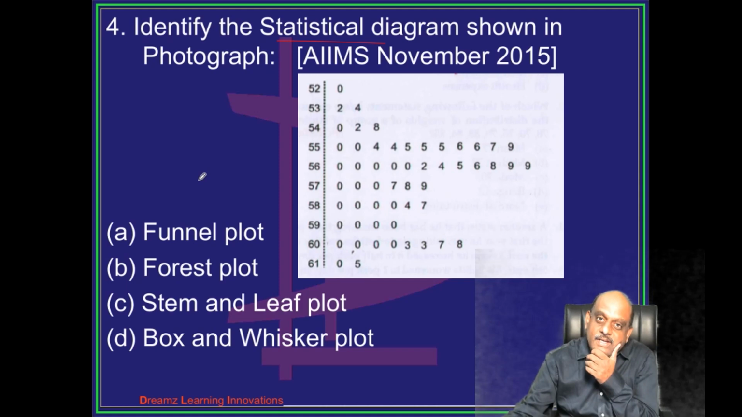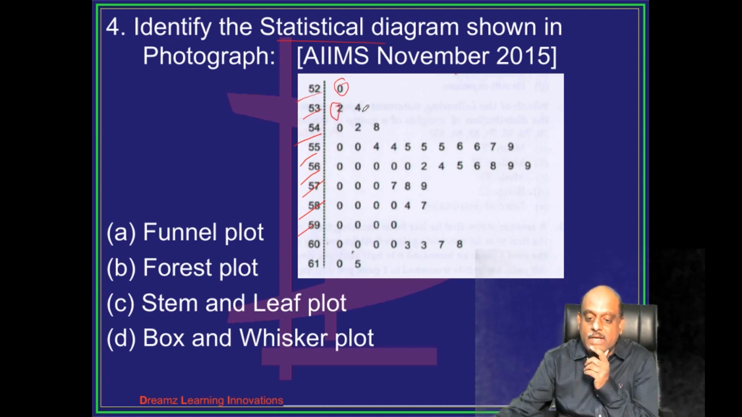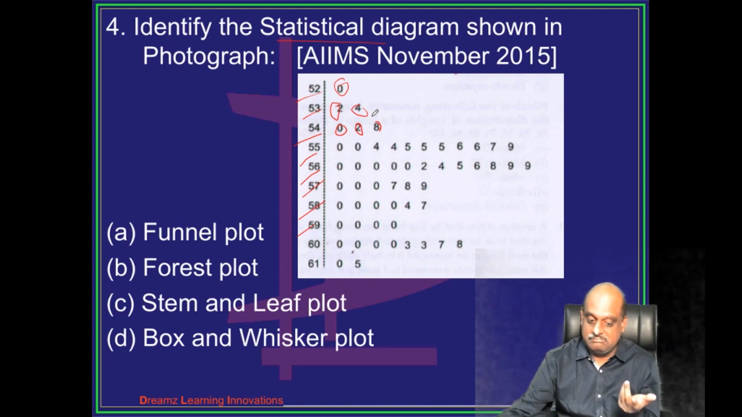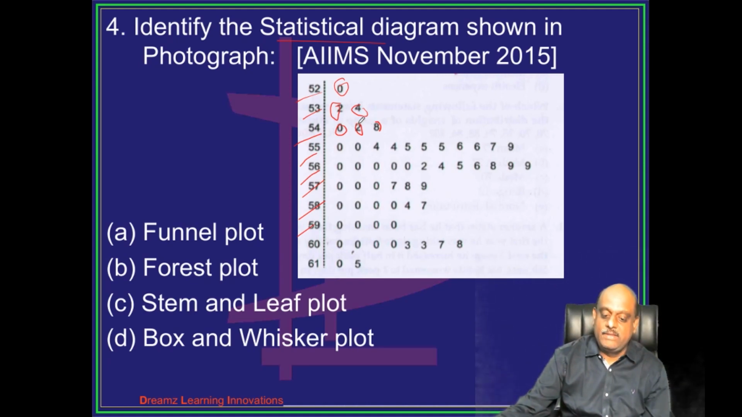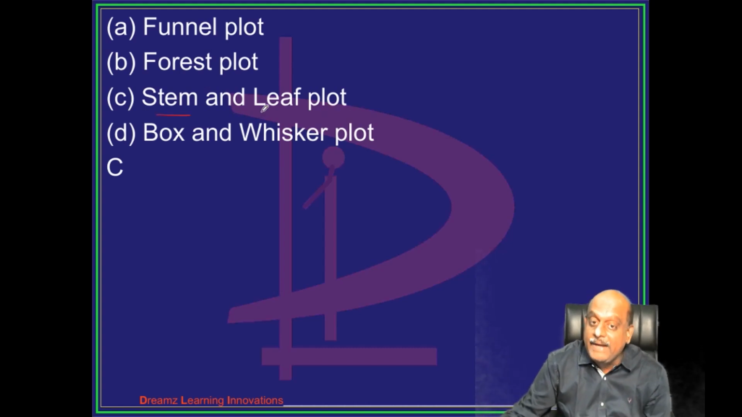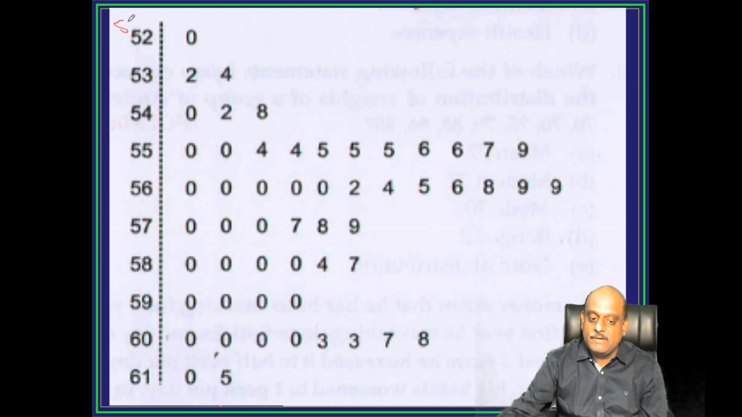ये क्या statistical diagram है भाई? यहाँ 52, 53, 54, 55, 56, 57. यहाँ 0 डाला, 2 डाला, 4 डाला, 0 डाला, 2 डाला, 1 डाला. क्यों डाला? Simple. This is called as a stem and leaf. This is the stem, doctor. This is the leaf.